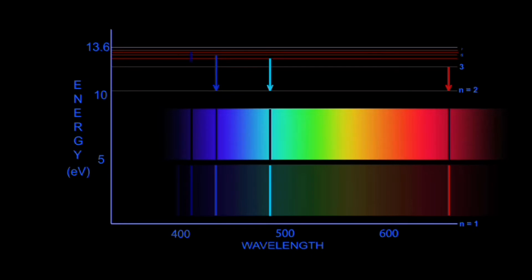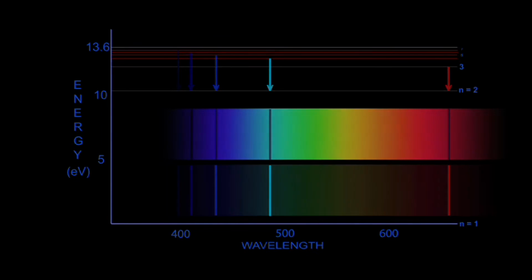When an electron jumps from the n equals 6 shell to the n equals 2 shell, violet light is emitted. When an electron jumps from the n equals 7 shell to the n equals 2 shell, ultraviolet light is emitted. No jumps to n equals 1 are shown because they are all in the deep ultraviolet.